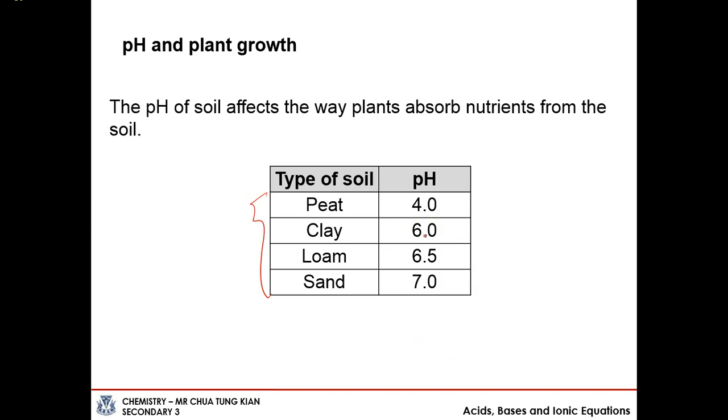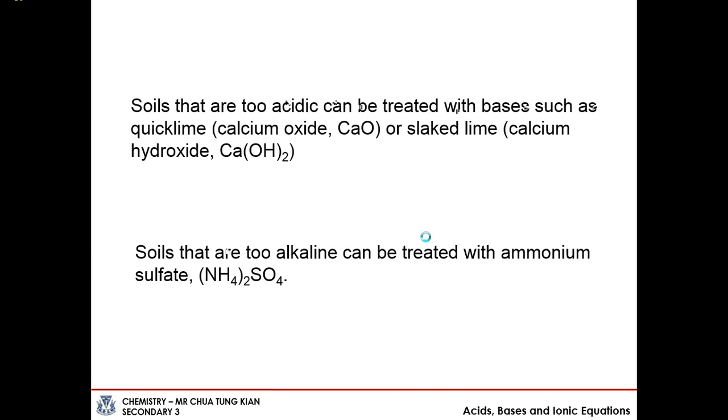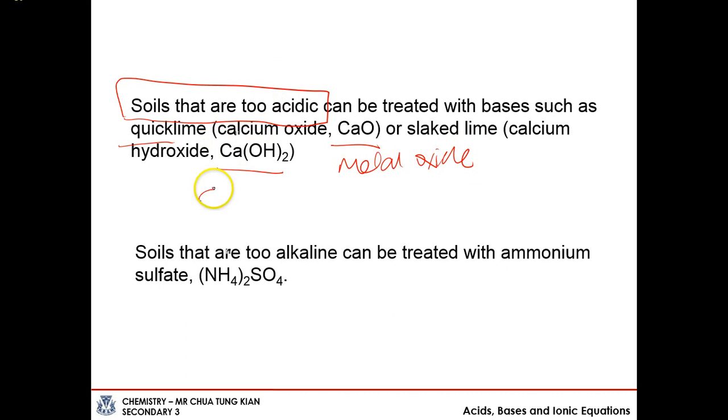So what do you do? You add in some acids. But at the same time, if your soil is too acidic and your plant requires a more basic condition to grow, you can remove the acid in the soil by adding bases such as calcium oxide or alkalis such as calcium hydroxide. Calcium oxide is a metal oxide. A metal oxide is a base. If it is soluble in water, it is an alkali. The presence of these two can help remove the H+ ions from the soil, and it will raise the pH of the soil.